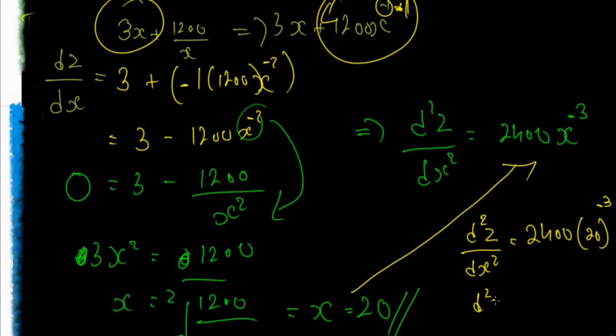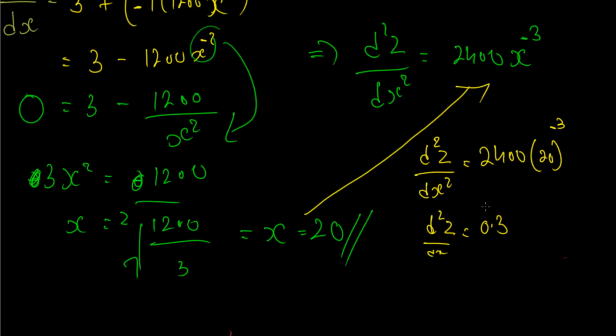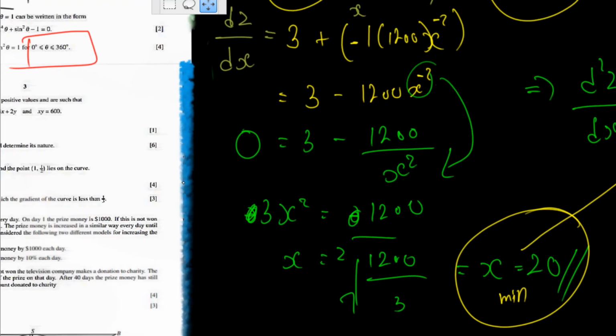In this case, our second derivative will be equal to 0.3. Now you have to ask yourself, is 0.3 greater than 0 or less than 0? Any second derivative which is greater than 0 is always a minimum point. Any second derivative which is less than 0 is always a maximum point. In this case, it is greater than 0. Therefore, our value for x is 20, and that is also our minimum point, and that's your answer right there.